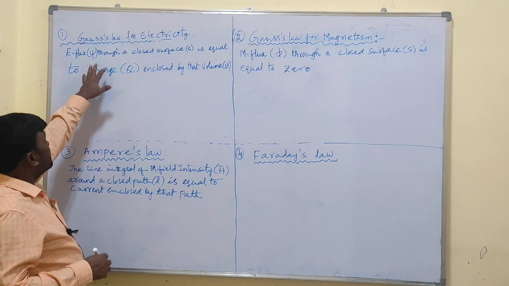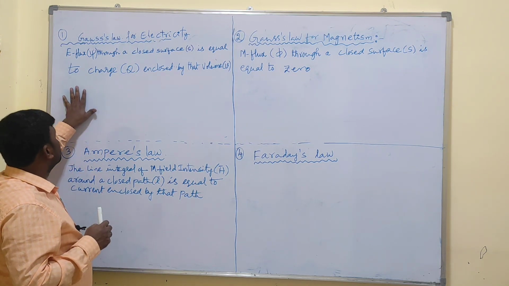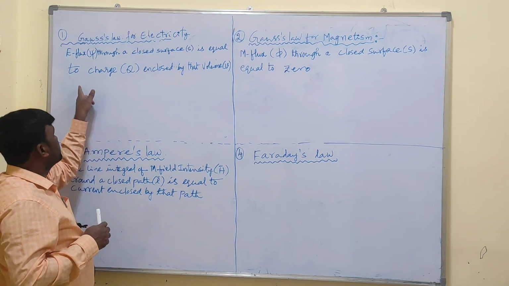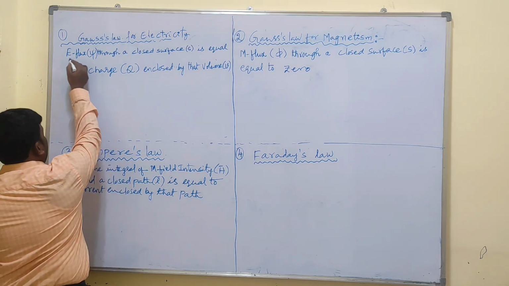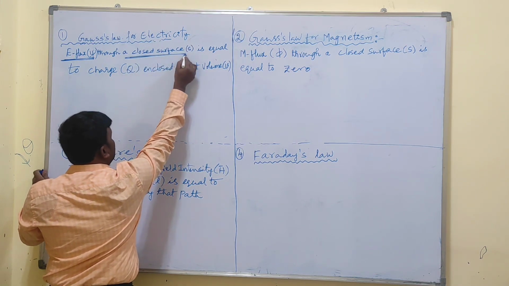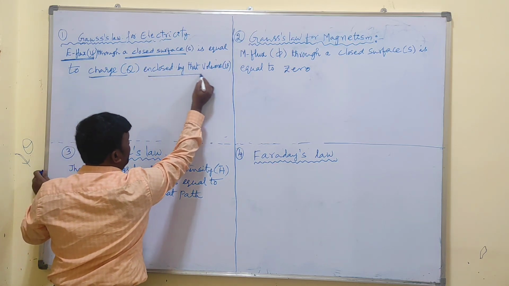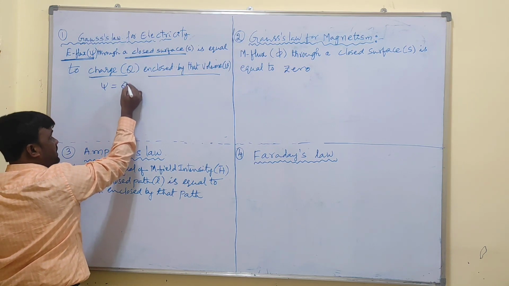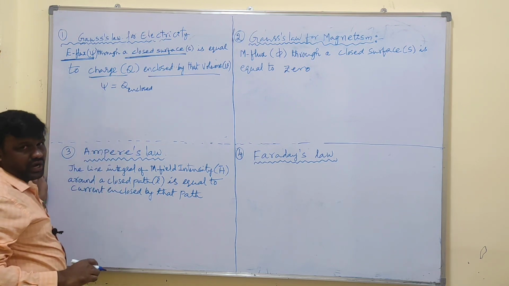First of all, Gauss law for electricity, or else Gauss law for electric field, is like this. It states that electric flux through a closed surface is equal to the charge enclosed by that volume. See the statement: electric flux through a closed surface is equal to the charge enclosed by that volume. Here flux equals charge enclosed by that volume, that is psi equal to q enclosed.